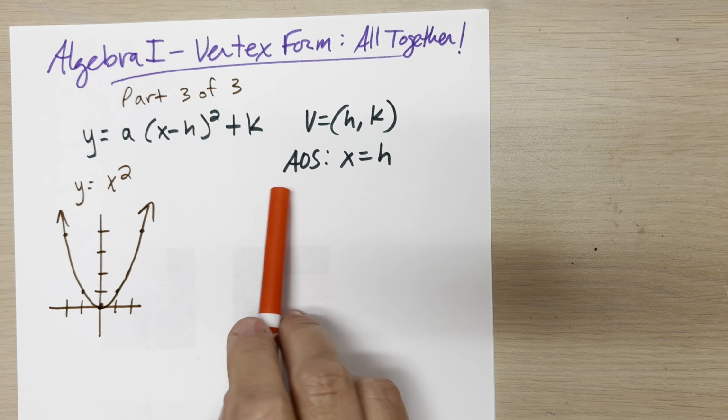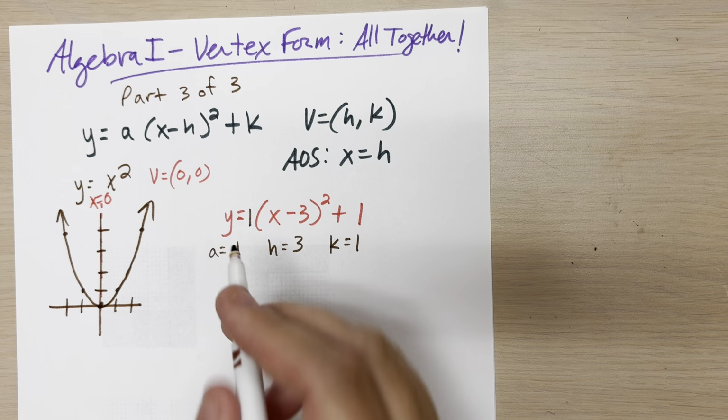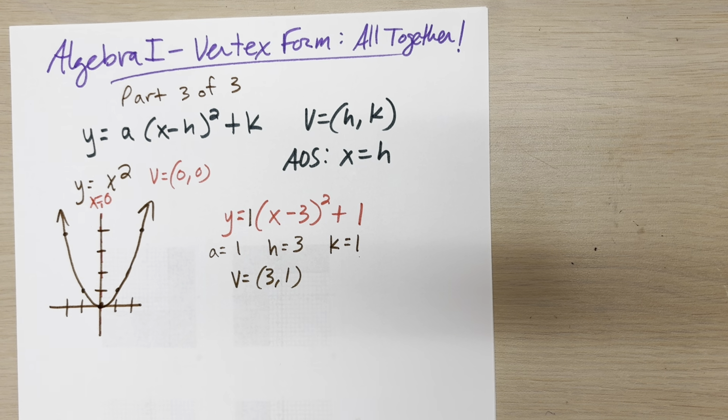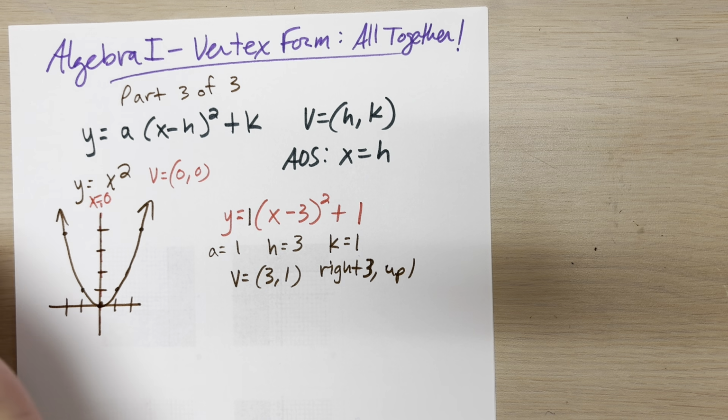So we're going to look at y equals the quantity x minus 3 squared plus 1. The first thing I want to do is identify my a, h, and k values. In this case, there's no number out front, so it's assumed a is 1. h is the opposite of what it appears, 3. k is exactly how it appears, 1. So I know from this information that my vertex will be the point 3, 1. The transformation is that we are moving right 3 and up 1. All right. Let's see what this graph looks like.